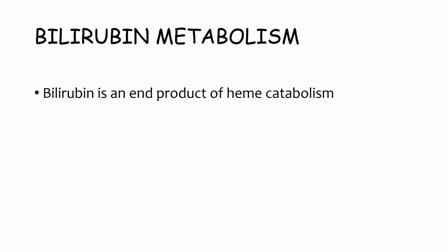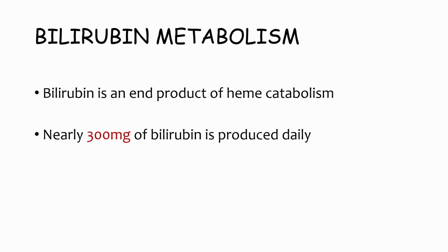So let us see how this bilirubin is produced in our body, or we can talk about bilirubin metabolism. Normally, as the hemoglobin undergoes destruction, bilirubin is produced as the end product. Since it is a metabolic waste, out of the 300 milligram of bilirubin which is produced, almost all of it is excreted, and this excretion mainly takes place through bile.